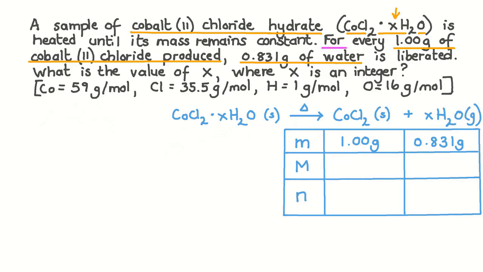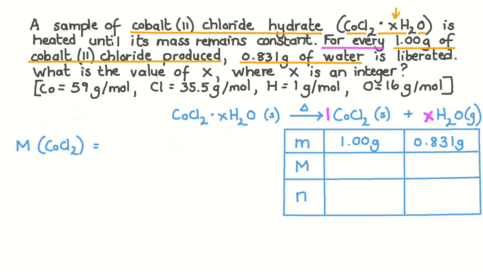The words "for every" tell us that 1.00 grams of cobalt-2 chloride and 0.831 grams of water are not necessarily the actual masses of these substances produced, but rather the ratio in which they are produced. We know that the stoichiometric coefficients 1 to x is the mole ratio of these substances. So first we need to convert the masses of these products to moles.